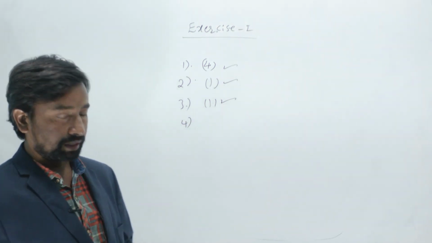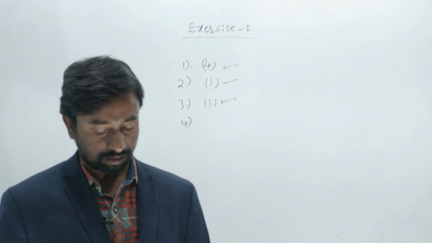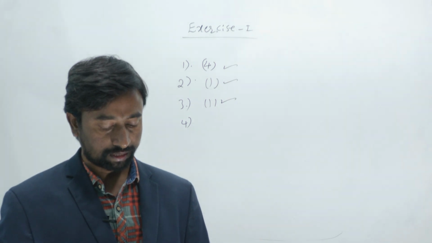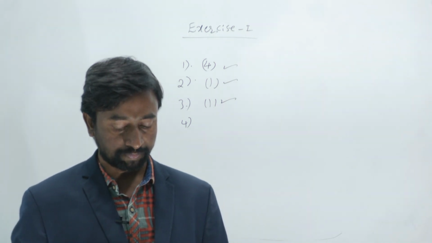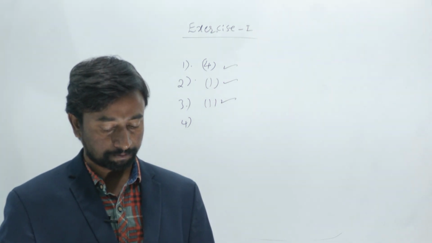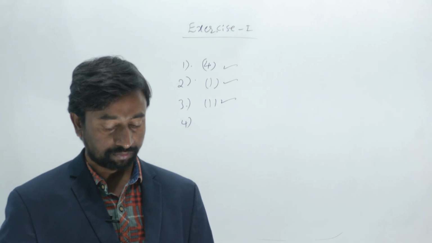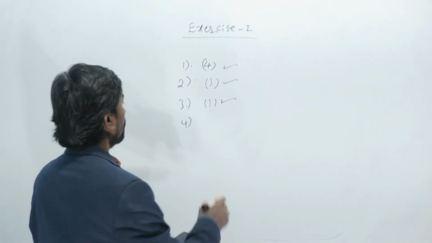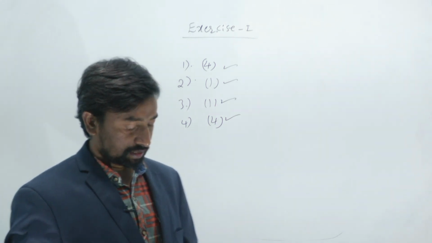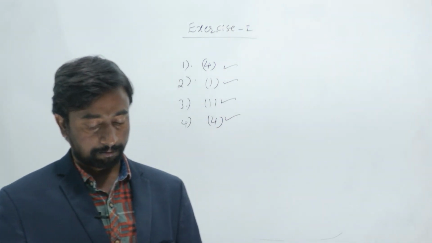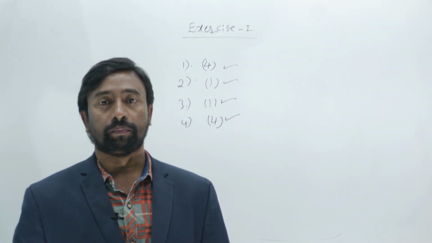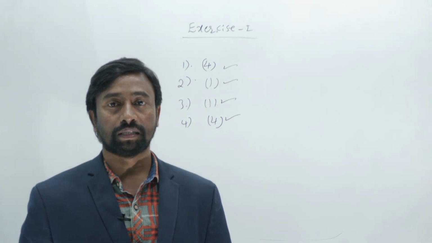Now see the fourth one. Consider the following two statements. Here the two statements are given: A, linear momentum of a system of particles is 0; B, kinetic energy of a system of particles is 0. So it is option 4, okay, option 4 is the right answer. What is option 4? B implies A, but A does not imply B. B implies A because linear momentum is a vector quantity, energy is a scalar quantity.